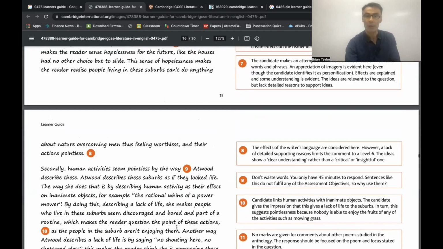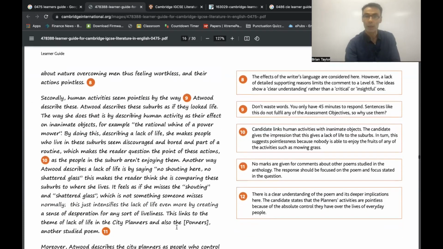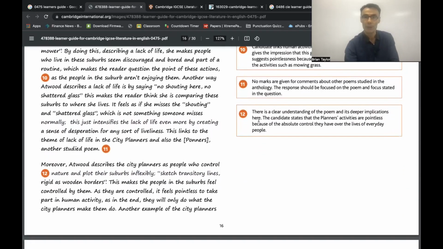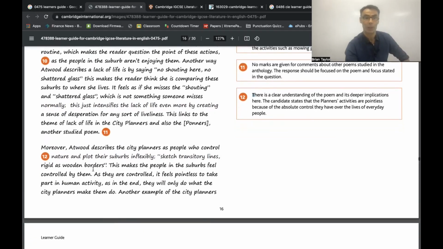Let's find a paragraph that the examiner is quite pleased with. Let's go for this one down here. So here's the examiner's comment, and then we'll look at the paragraph. There is a clear understanding of the poem and its deeper implications here. The candidate states that the planner's activities are pointless because of the absolute control they have over the lives of everyday people. So let's have a look how she expressed that.